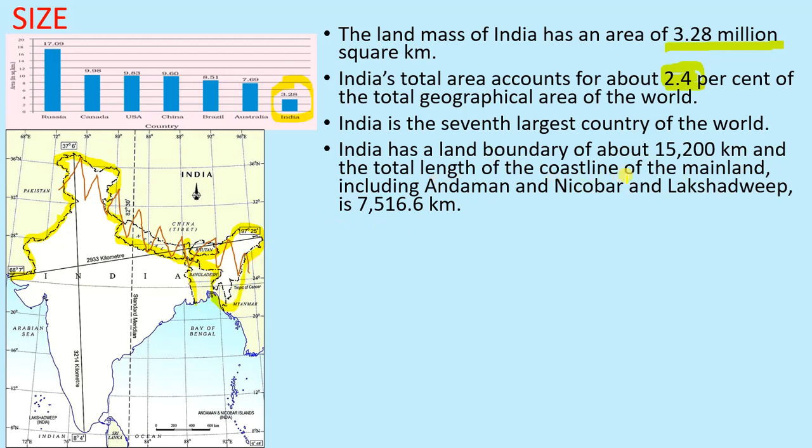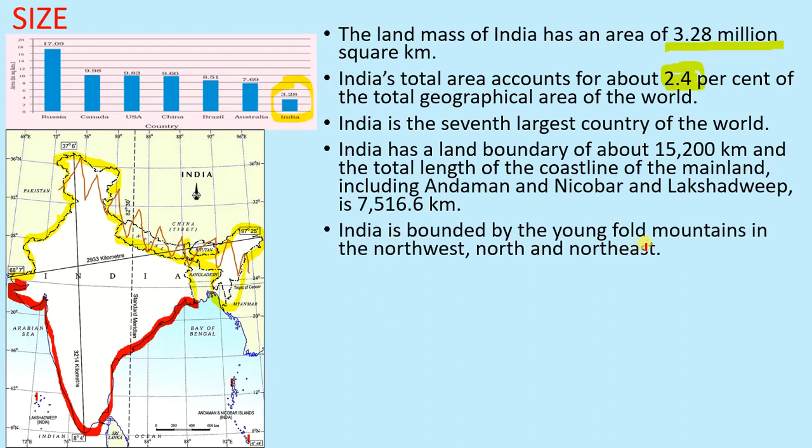And the total length of the coastline of the mainland including Andaman and Nicobar and Lakshadweep is 7,516.6 kilometers. That is the coastal length. Suppose I change the color of this. This is the coastline, and this is the length including Andaman and Nicobar and Lakshadweep. Andaman and Nicobar are also included in this part.